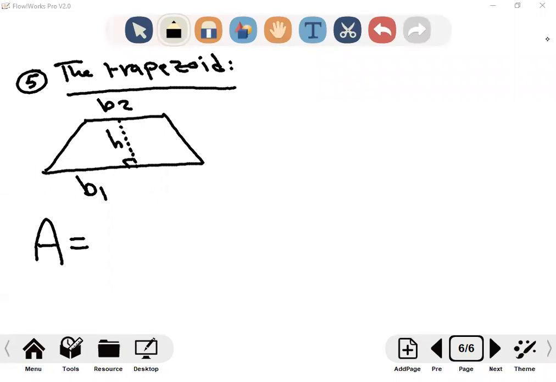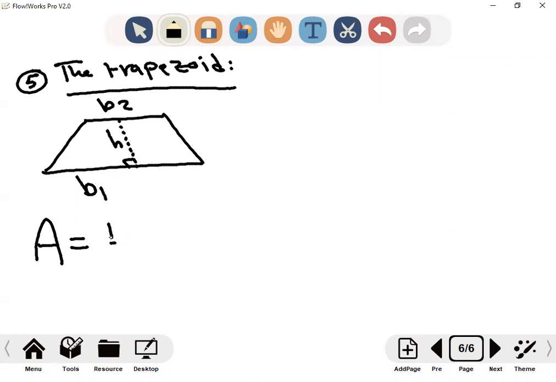Base 1 multiply base 2 multiply height. No, it's wrong. Else. Mute yourself. Else. Half. Francis says base 1 plus base 2 multiply height.